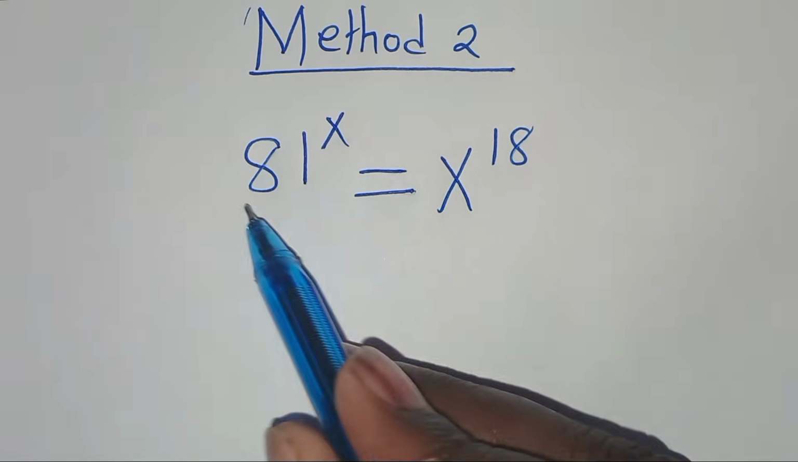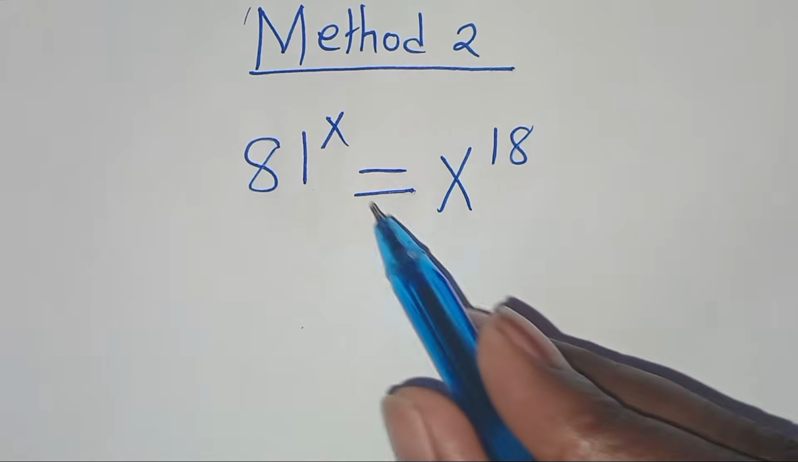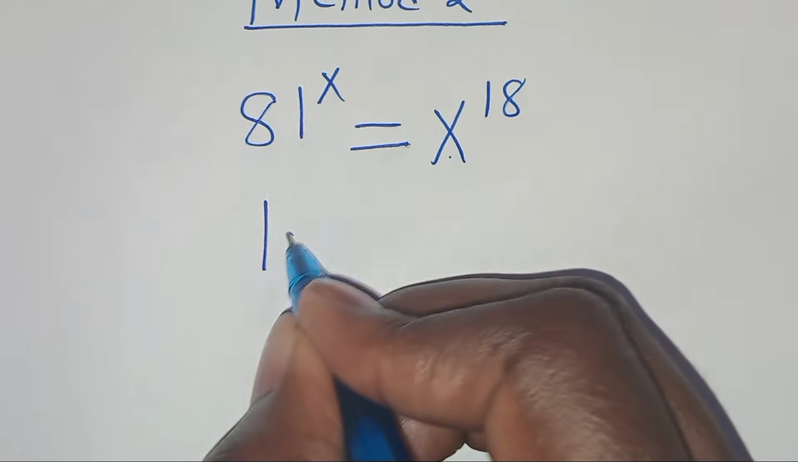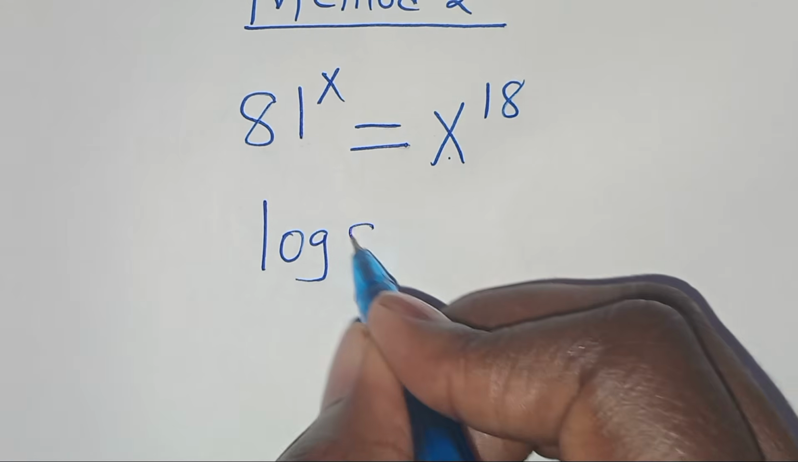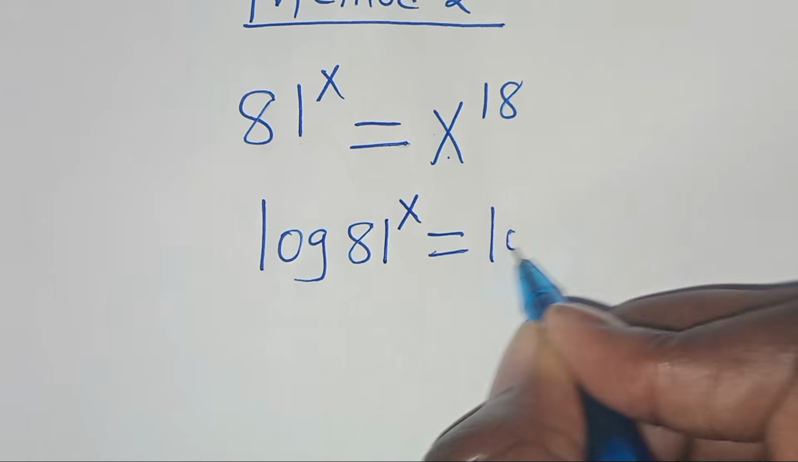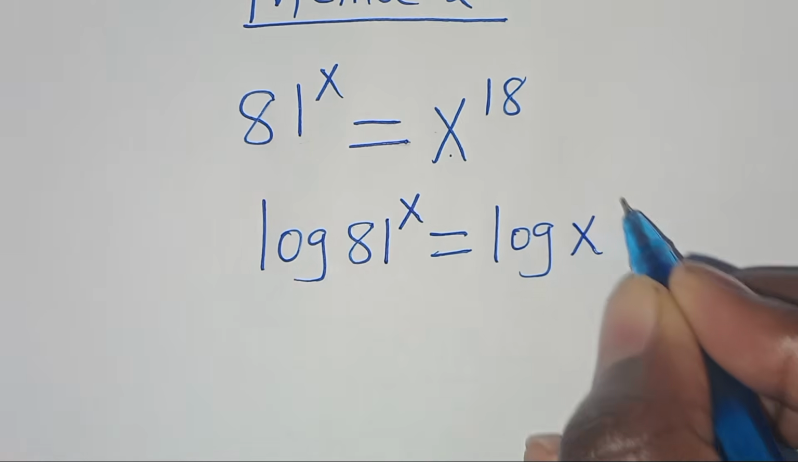Now, in method 2, we have 81 raised to the power of x. This is equal to x to the power of 18. So let's apply logarithm on both sides. We have log 81 raised to the power of x. This is equal to log x to the power of 18.